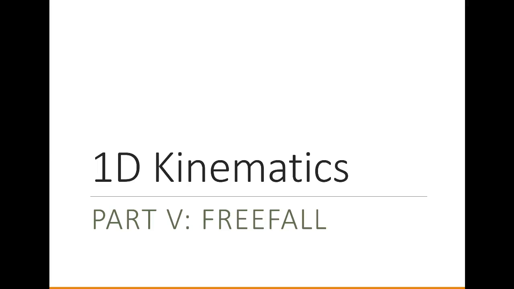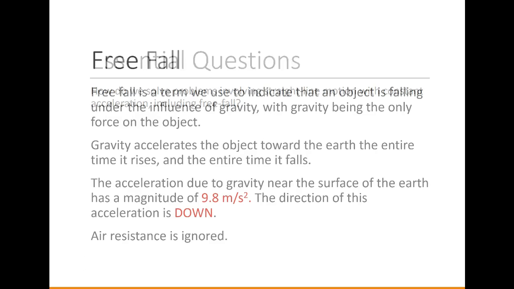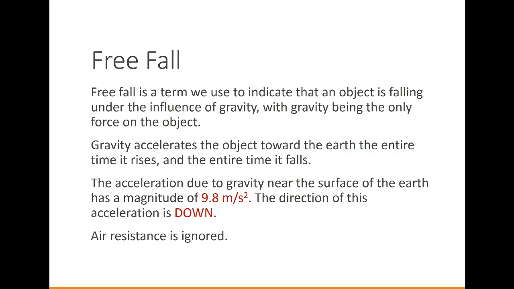Okay, welcome back everyone. In this video we're going to wrap up our discussion of one-dimensional kinematics by looking at free fall. So we're going to try to figure out how we can solve problems involving straight line motion with constant acceleration. And in this case, free fall is in the downwards direction. So free fall is what we use to indicate that an object is falling under the influence of gravity, with gravity being the only force.